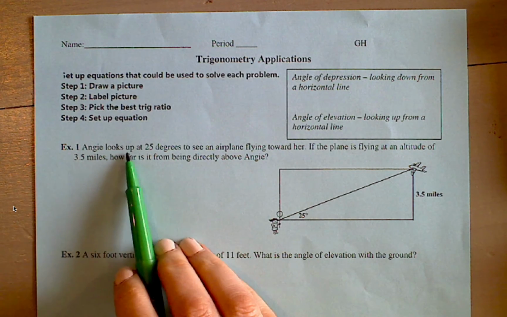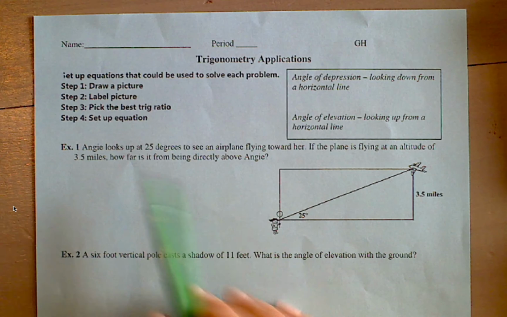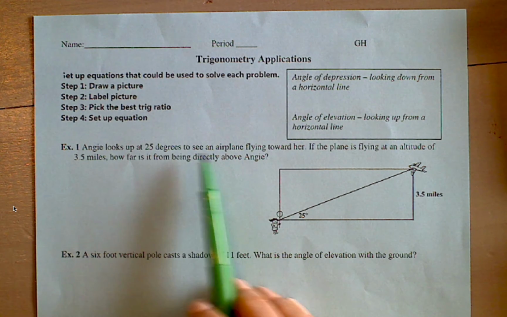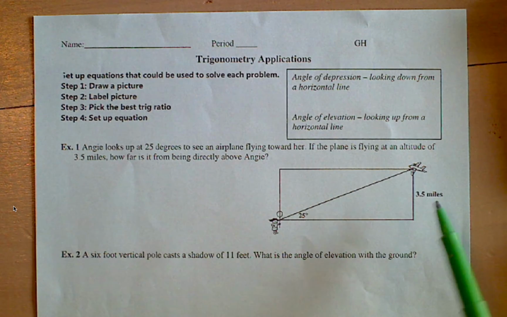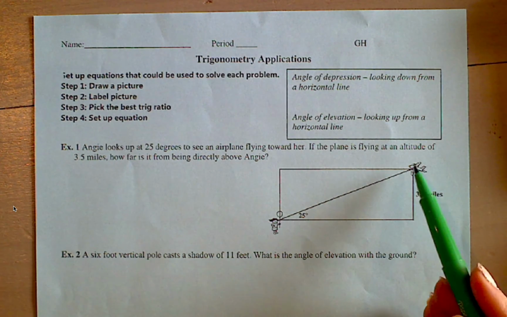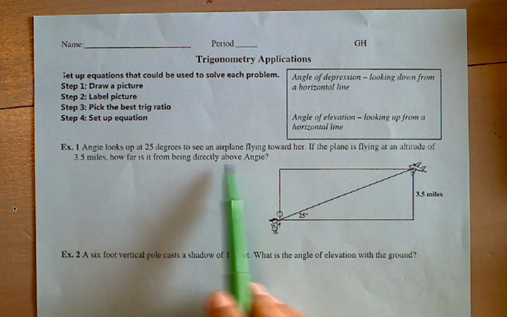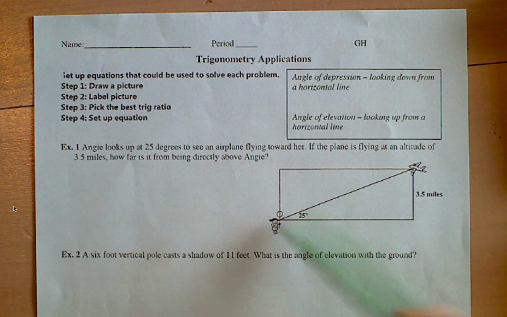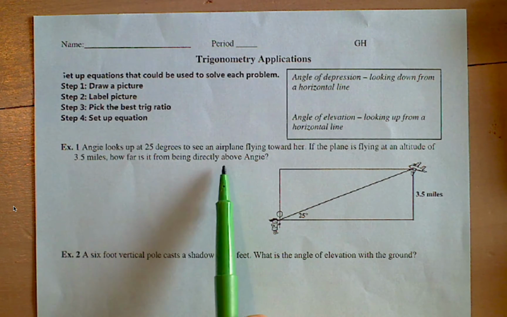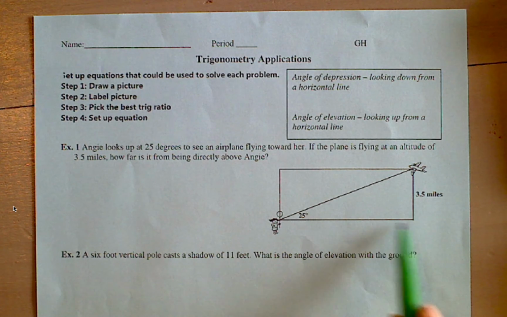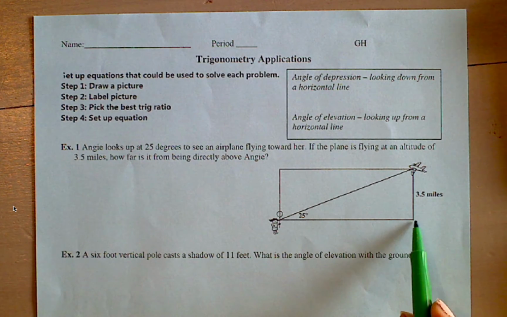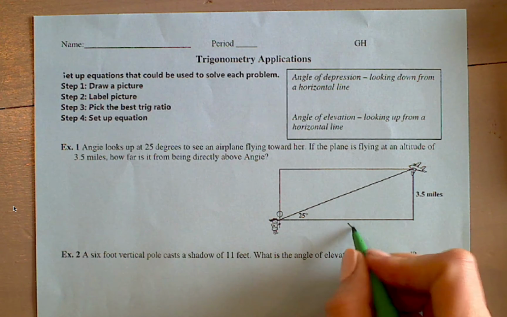It says Angie looks up. So you see Angie, she's looking up at an angle of 25 degrees to see an airplane flying toward her. If the plane is flying at an altitude of 3.5 miles, so altitude being the height, how far is it from being directly above Angie? The next thing after you draw the picture is to figure out what you are trying to find. It's asking how far is it from being directly above Angie. So we're not talking about this distance, we're talking about how far it is going to take to get to her, or how many miles away it is. So this is our unknown value.